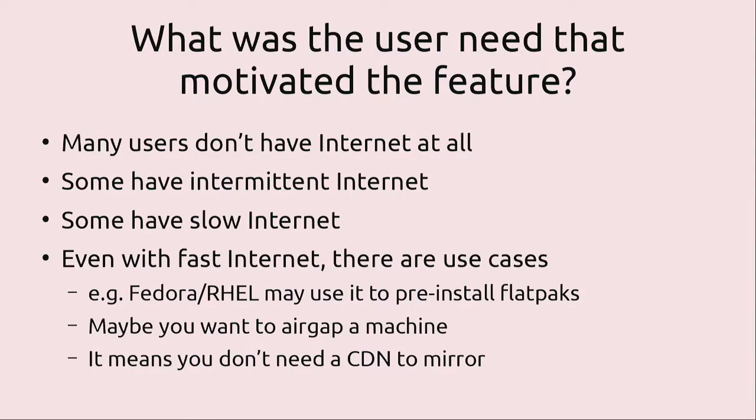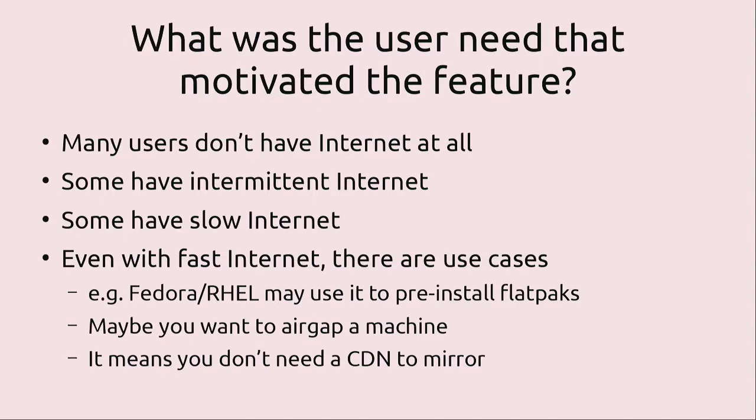So what was the need that motivated peer-to-peer updates? Basically, most of the world still doesn't have an internet connection, and even the people that have one, it's a bad one. It's usually slow or intermittent, and so you should be able to do updates on your computer without being connected to the internet. As far as I know, most of the other OSs don't really have a way to do this. Chrome OS definitely doesn't, Windows doesn't, as far as I know, macOS doesn't, so it's a rare thing.